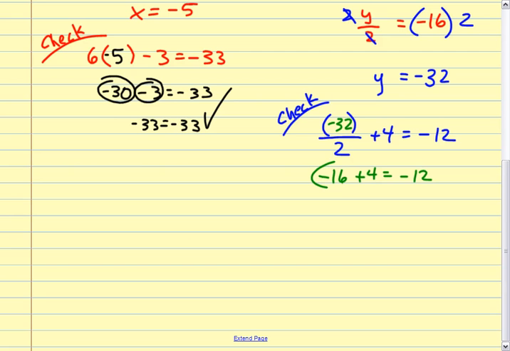Okay, now let's put these two things together, Eric, and what do I get? You get negative 12. Negative 12 equals negative 12. So we did the problem correctly. All right? Nice job. All right, let's look at the next example.